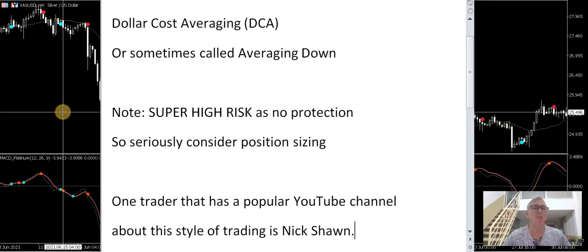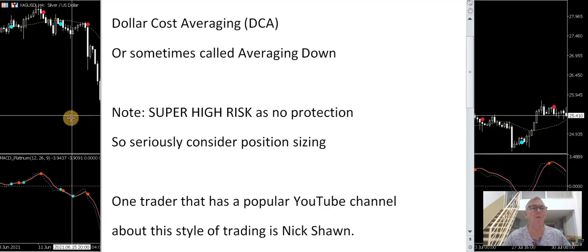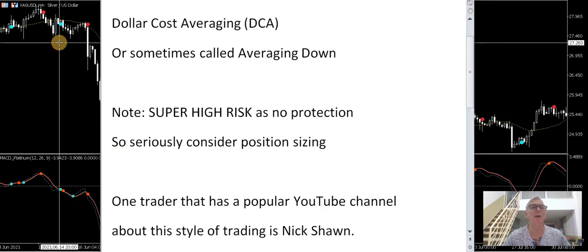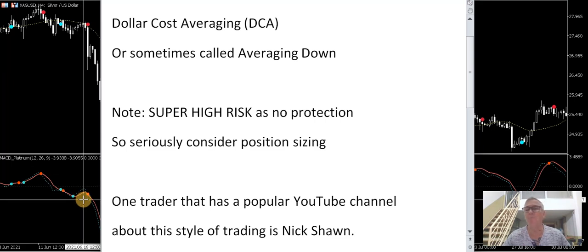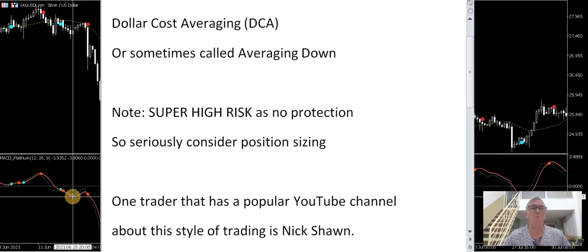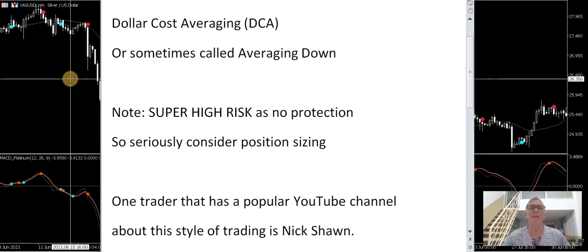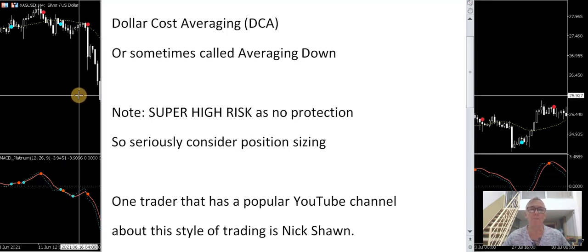I use the same entry criteria for all my trades. It's simple. You all know it, the QMP dot, MACD Platinum, zero level. So that's my entry for everything. And it's just different ways of managing trades, or trade management, as you call it.